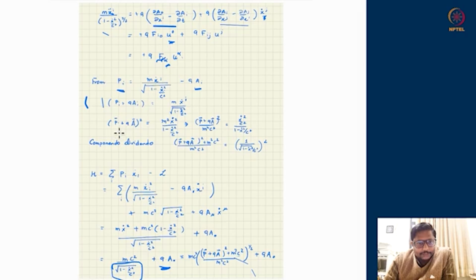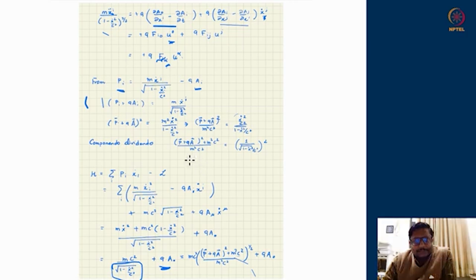So the left hand side will become the vector dot product of p plus qa, which is the magnitude square of the p plus qa vector, and the right hand side will become m square x dot square divided by 1 minus x dot square upon c square, which is fine. So I can take this m square c square as well. You can see that I can divide by c square, multiply by c square in the numerator, and take m square c square on the left hand side. So I will have mod square of the p plus qa vector divided by m square c square is equal to v square upon c square divided by 1 minus v square by c square.